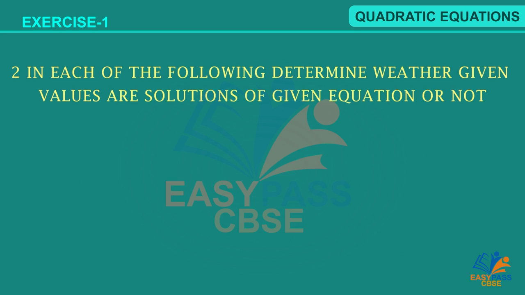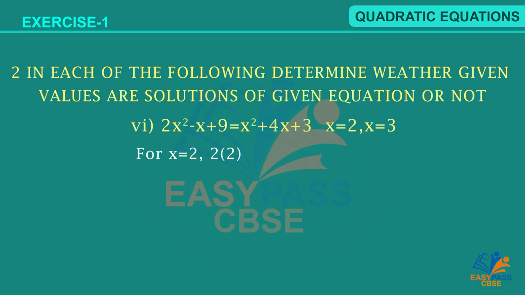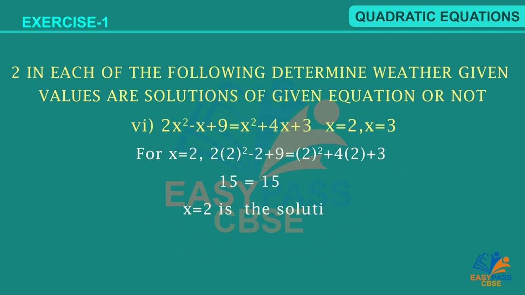Next one, 2x square minus x plus 9 is equal to x square plus 4x plus 3. The given x values are 2 and 3. By substituting x is equal to 2, on the left hand side, you get 8 minus 2 plus 9, which is equal to 15. On the right hand side, 4 plus 8 plus 3 is equal to 15. Since LHS is equal to RHS, therefore x is equal to 2 is a solution.